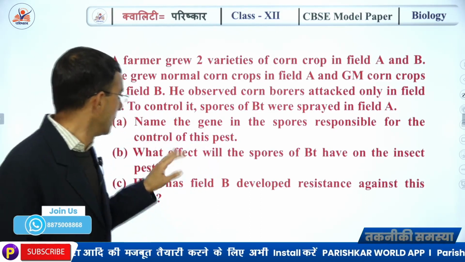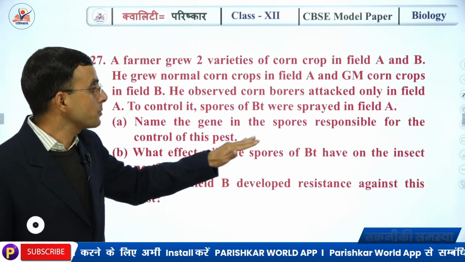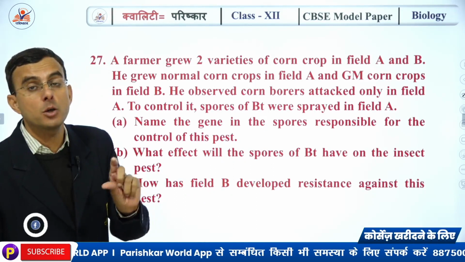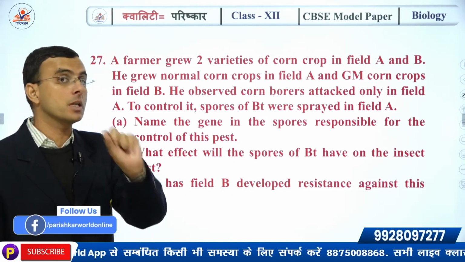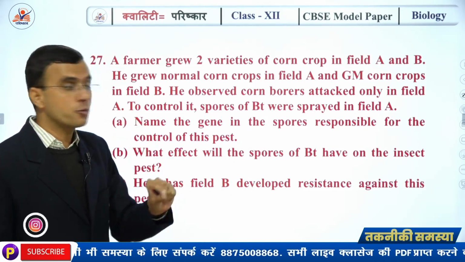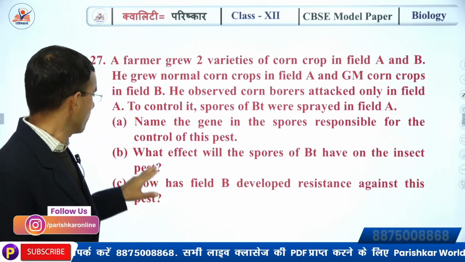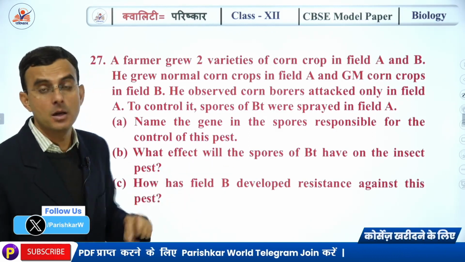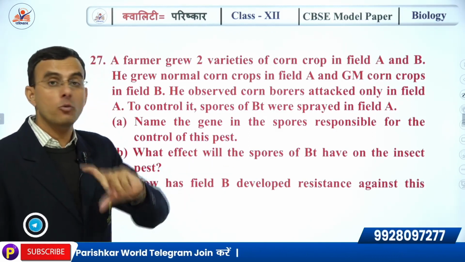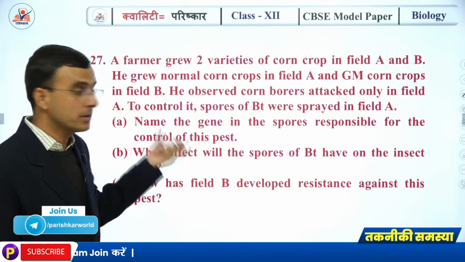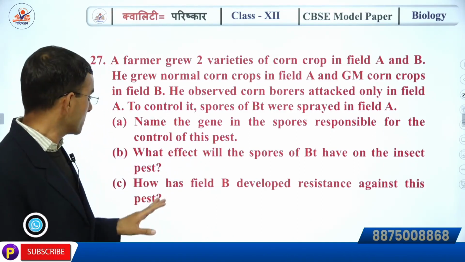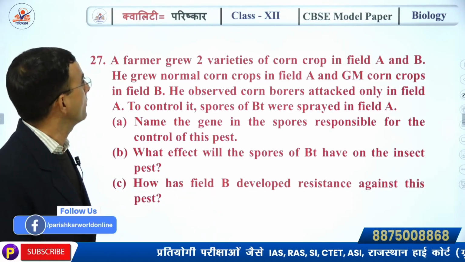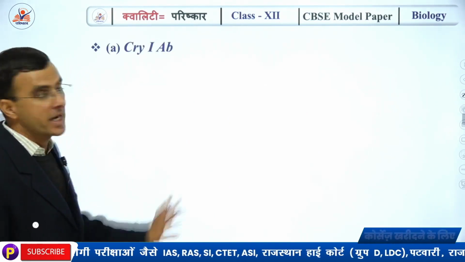The first question is, name the gene in the spore responsible for control of this pest. So we have to name that particular gene which is very useful to control that particular pest. Second question, what effect will the spores of Bt have on the insect pest? What is the effect of that gene on the insect pest? Third one is, how has field B developed resistance against this pest? So we will go to this one.